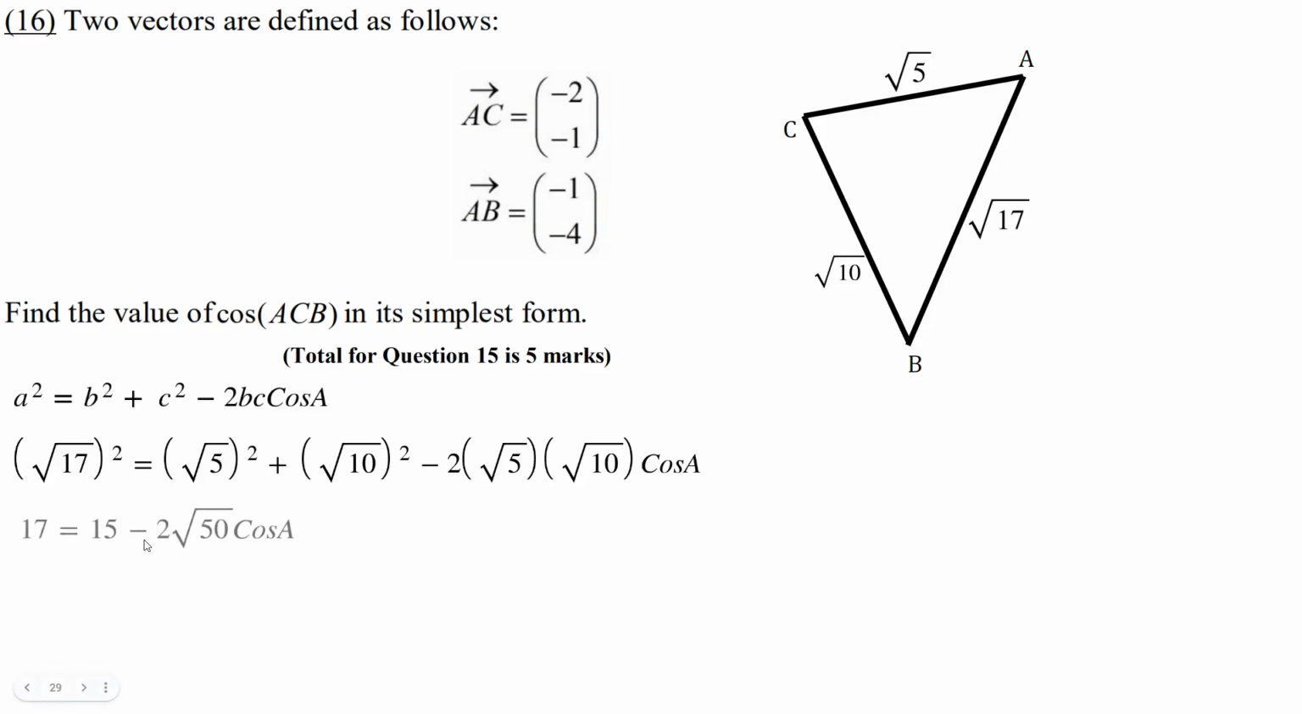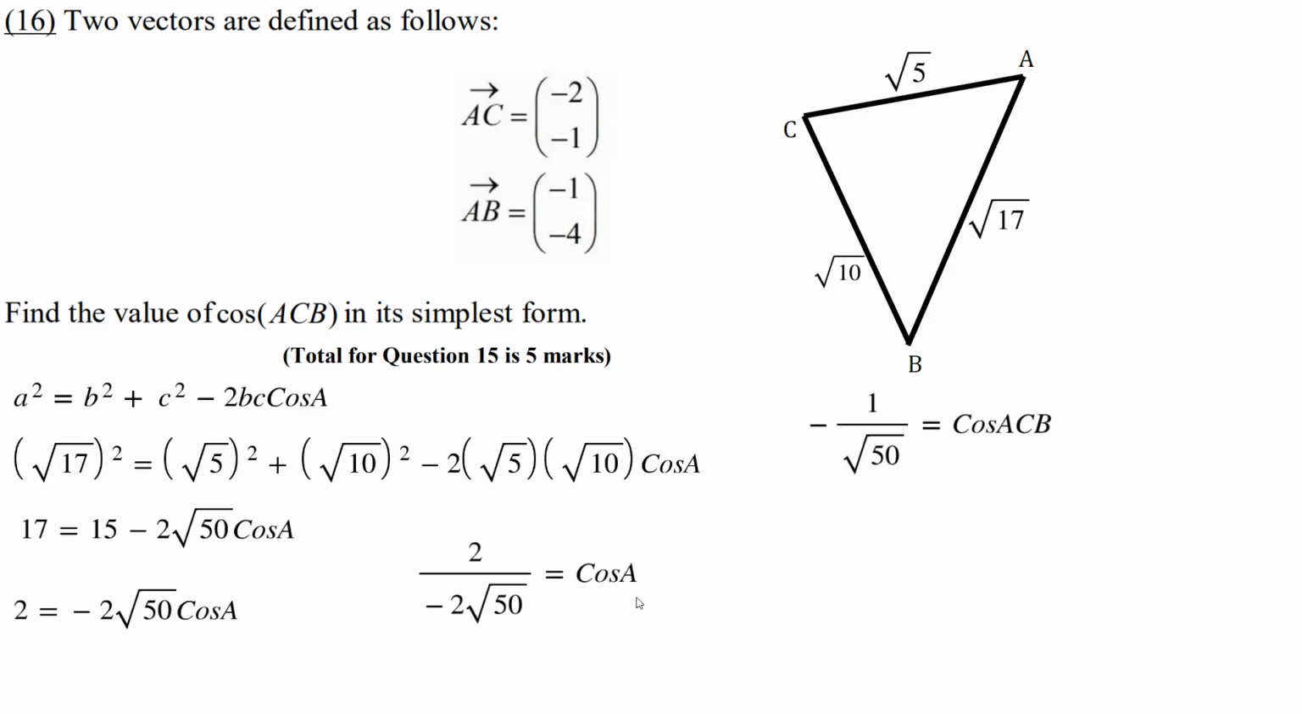So 17 equals 15 minus 2 root 50. What have I done here? So then I've taken away 15, I think, have I? Yep. And then I've divided by minus 2 root 50 on either side. And then I've done inverse cosine of either side. Oh no, I've not done that. You don't need to find the angle, actually. You just want to find out what cosine ACB is. So here I've just rationalized. You can divide by 2 on both sides, actually, now that I'm looking at it. Oh yeah, I did do that, actually. And then so root 50 times by root 50 over root 50.